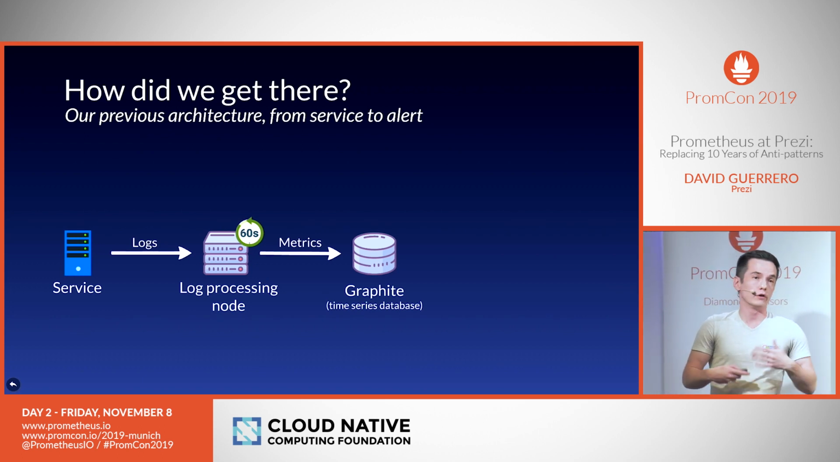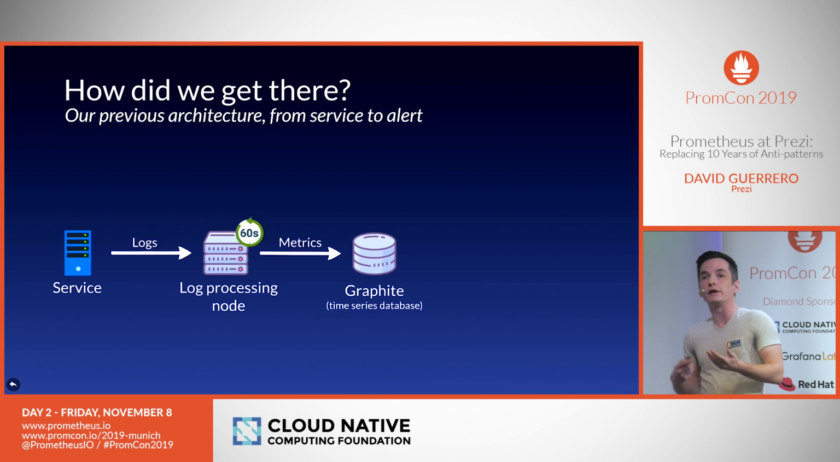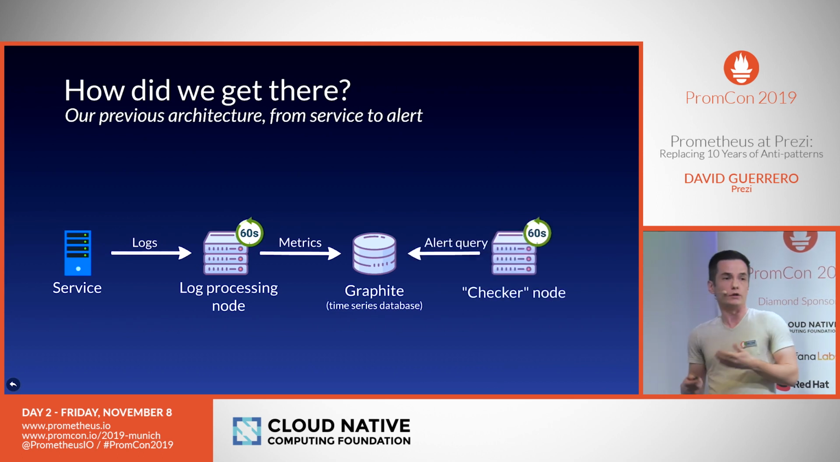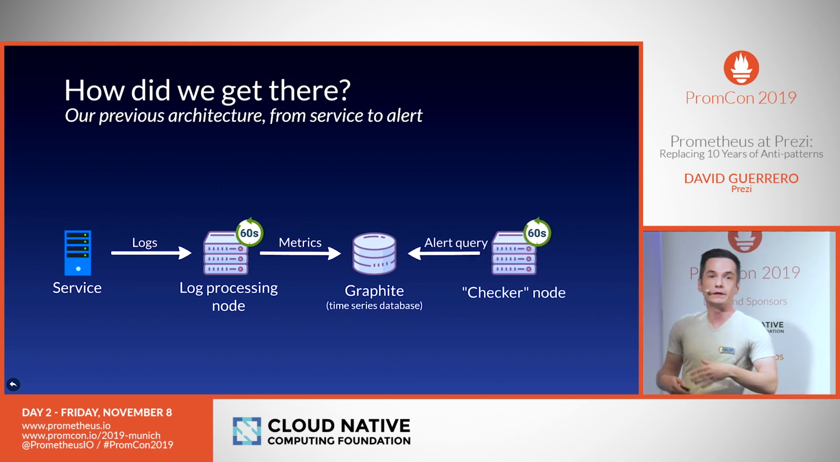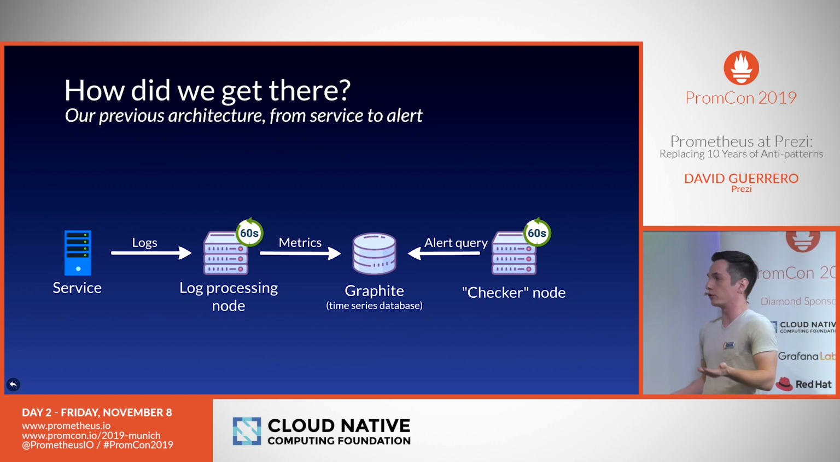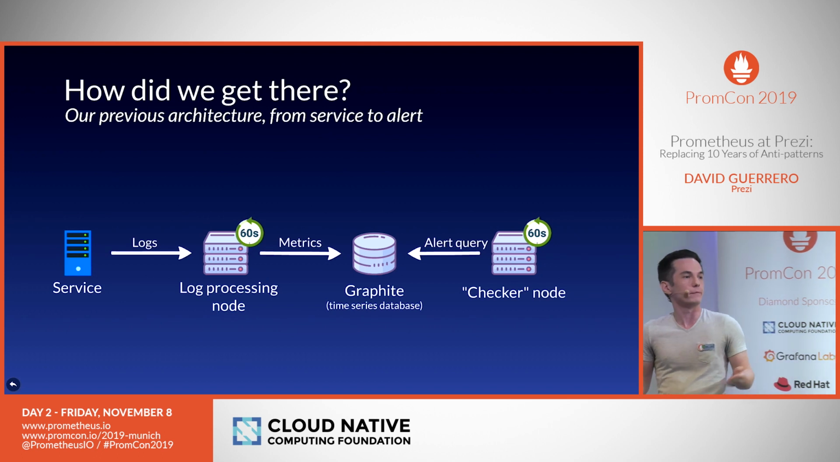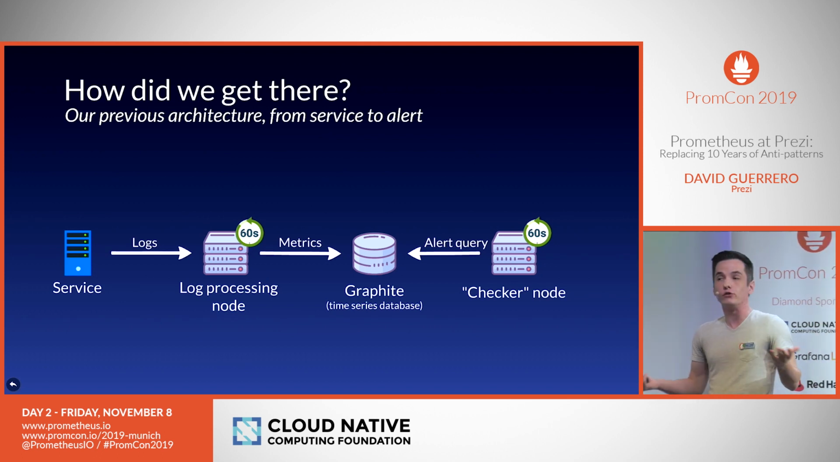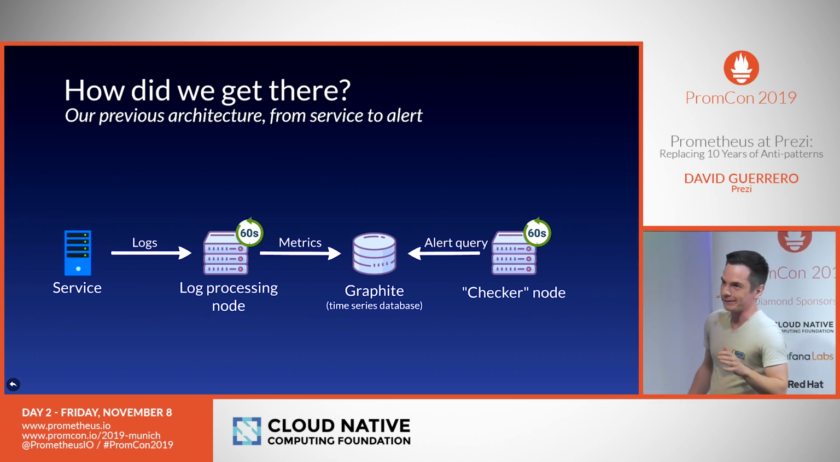Now that you have metrics, you can query them to evaluate alerts. For that, we had what we call a checker node, which every 60 seconds would evaluate rules against our Graphite. From that, you have an alerting state. And now you can say, okay, I have my alerting state, I can just send that to PagerDuty or Slack. Actually, it's not that simple.